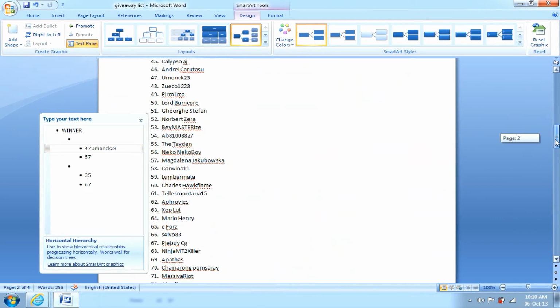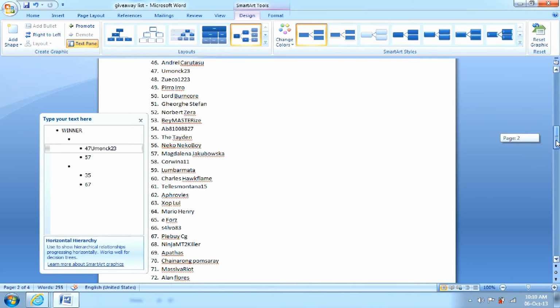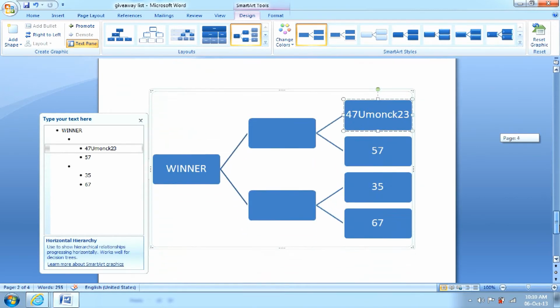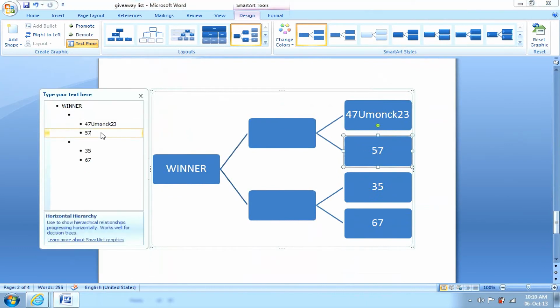When I made this list, I really saw her name and I was like, Magdalena Jakubowska. Is this Czech or Russian? Anyway, pretty nice name. It got my attention. Magdalena Jakubowska.